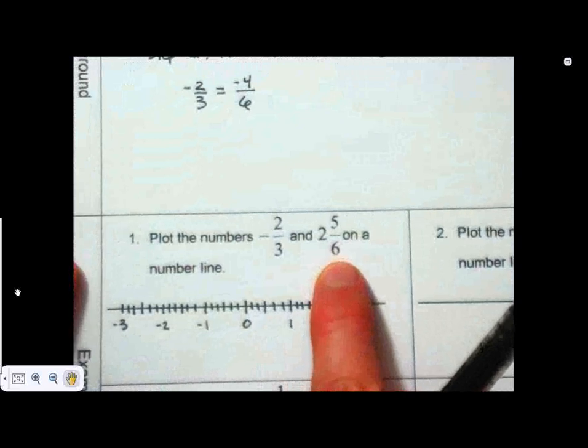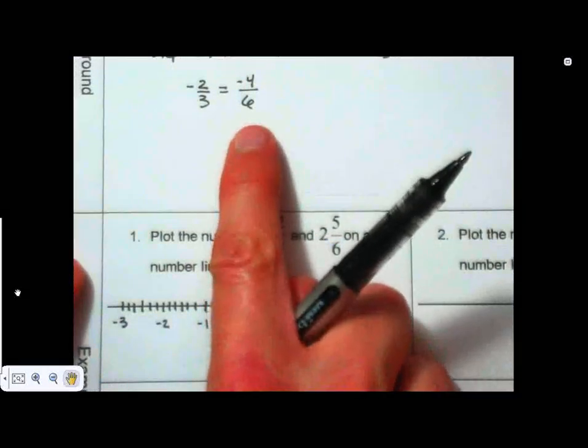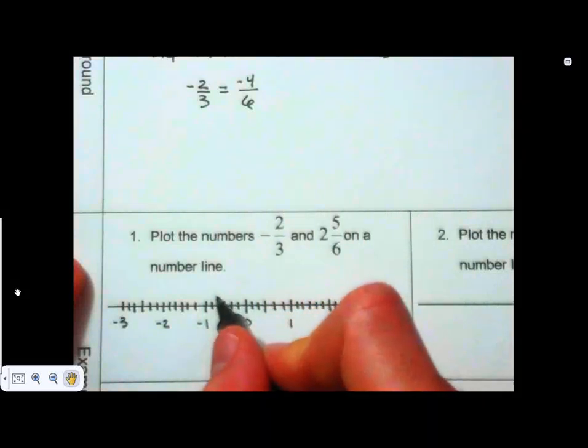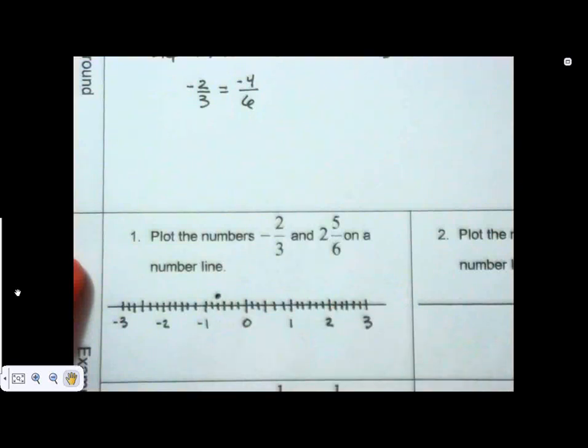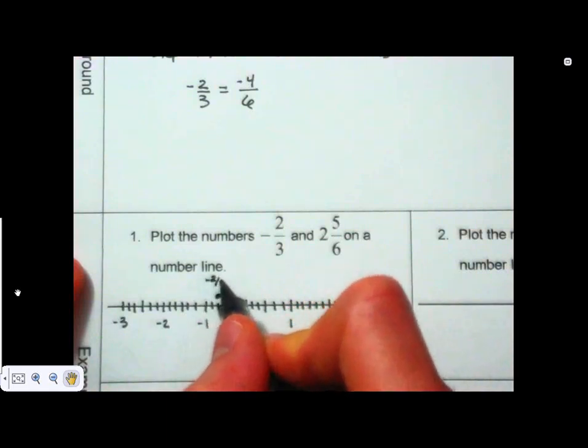So now all I'm going to do is plot what I've got. The first fraction I'm going to plot is -4/6. Since it's negative, I start at 0 and I count 4 backwards. 1, 2, 3, 4. And right here is my first number. So this is my -2/3.